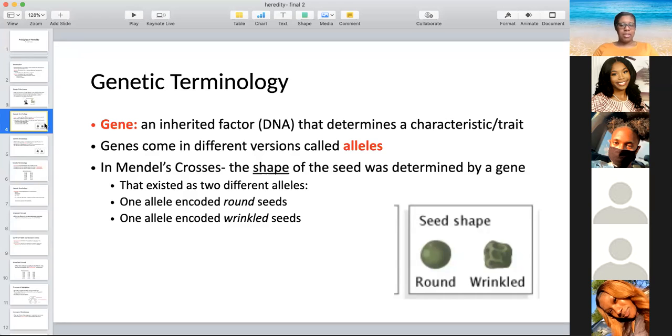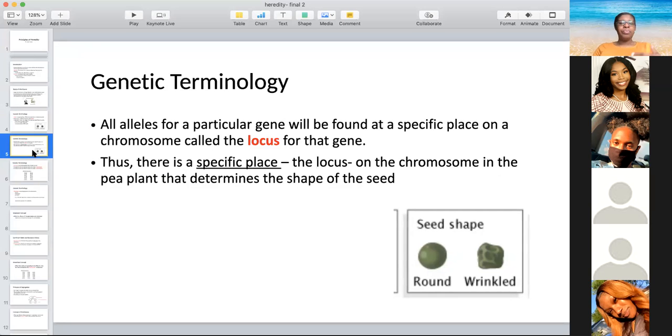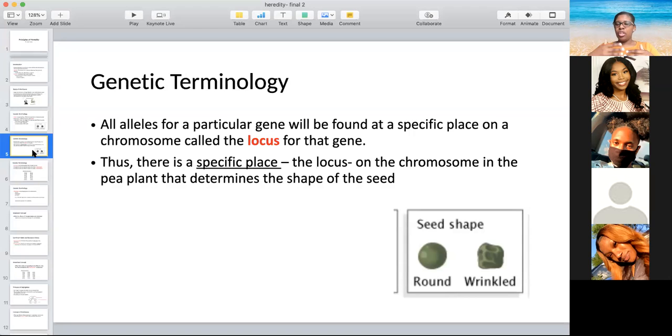That's what that means when we look at you. Okay, and so, continuing with some terminology, let's look at this word locus. All alleles for a particular gene will be found at a specific place on the chromosome that we'll call a locus. In our last unit, we talked about cell division and chromosomal makeup in humans, and you know that we have 23 pairs of chromosomes.